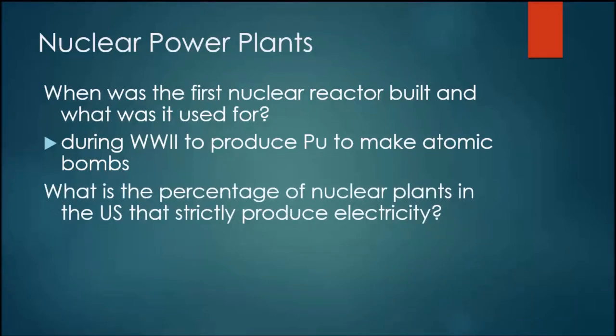What is the percentage of nuclear plants in the U.S. that strictly produce just electricity and are not part of our defense? About 80%. Some are breeder reactors, and we do make plutonium. That's why they shut down K-25, because they didn't need it anymore, because our nuclear reactors were making it.